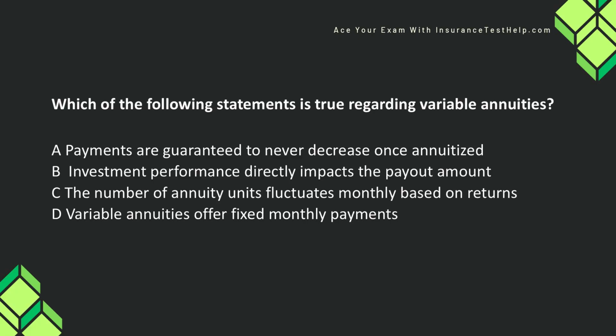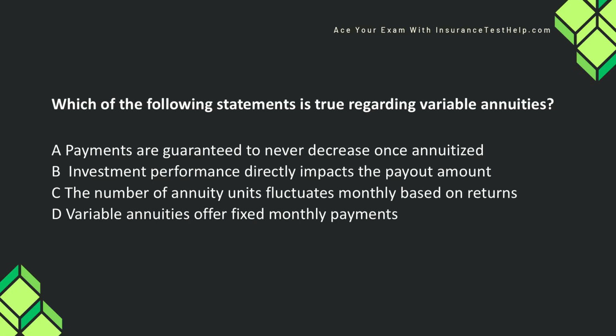Okay, which of the following statements is true regarding variable annuities? A, payments are guaranteed to never decrease once annuitized. B, investment performance directly impacts the payout amount. C, the number of annuity units fluctuates monthly based on returns. Or D, variable annuities offer fixed monthly payments.